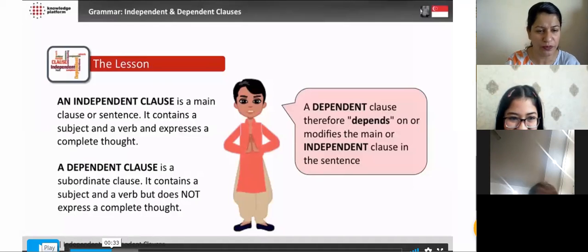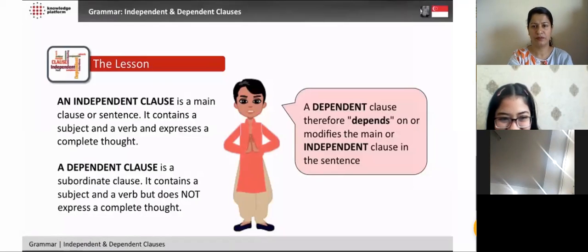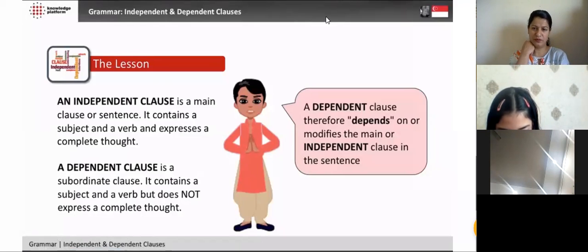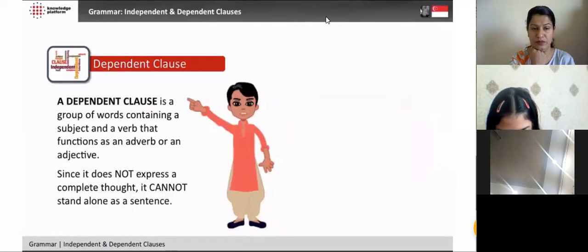Therefore, it depends on or modifies the main or independent clause in the sentence. A dependent clause is a group of words containing a subject and a verb that functions as an adverb or an adjective. Since it does not express a complete thought, it cannot stand alone as a sentence.